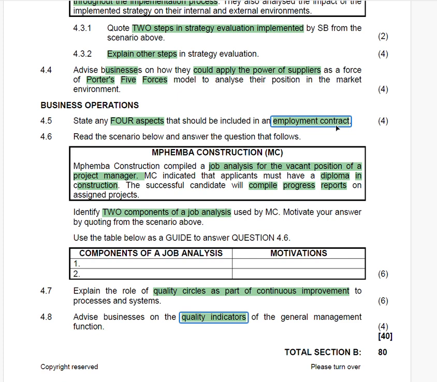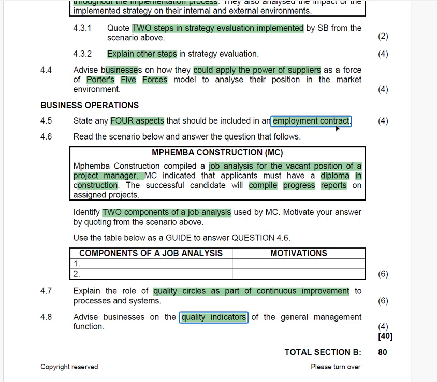Now you have a contract. What are you expecting to see? You want to see your salary. You want to know whether it's a permanent contract or not. You want to know the probation period. You want to know when you're going to start. You want to know your leave days, all the different kinds of leave days that are available to you.